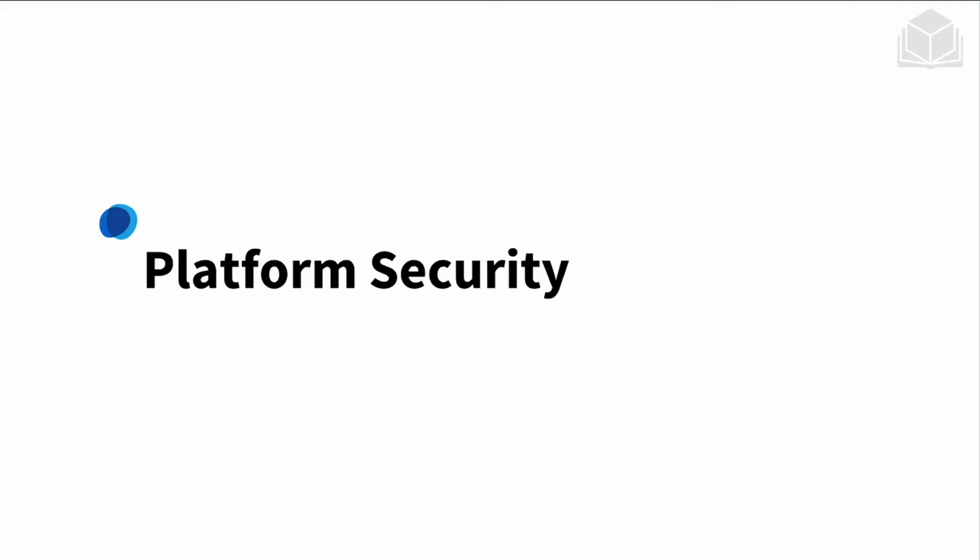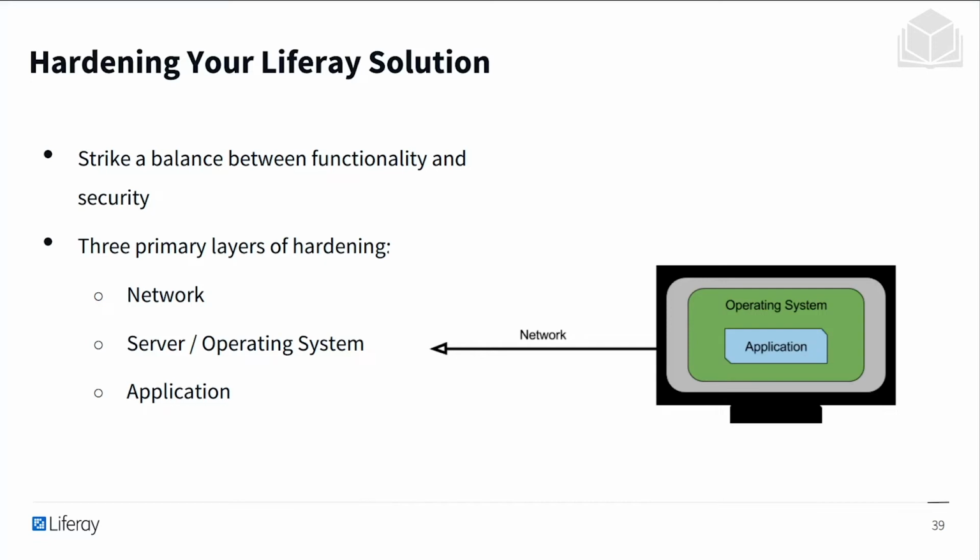Okay, so now let's talk briefly about platform security. So hardening your Liferay solution, we want to strike a balance between functionality and security. We don't want to overload one so that the other becomes cumbersome. And so there's three primary layers of hardening. You can harden your network, you can harden the server or operating system, or you can do this on your application.